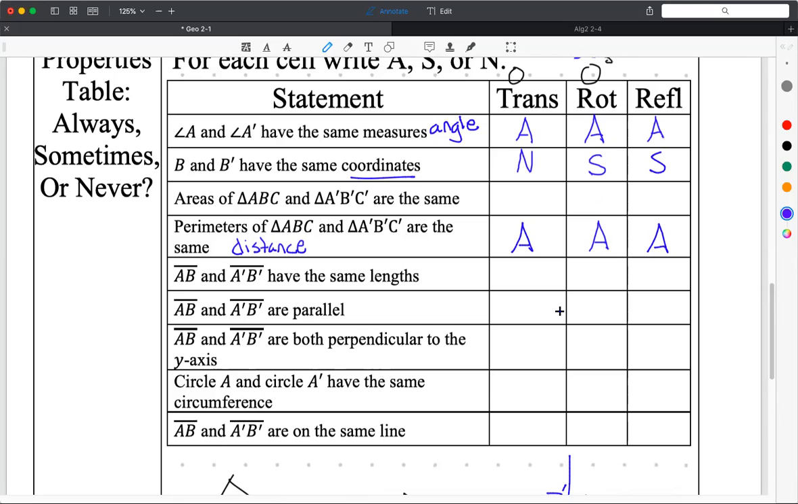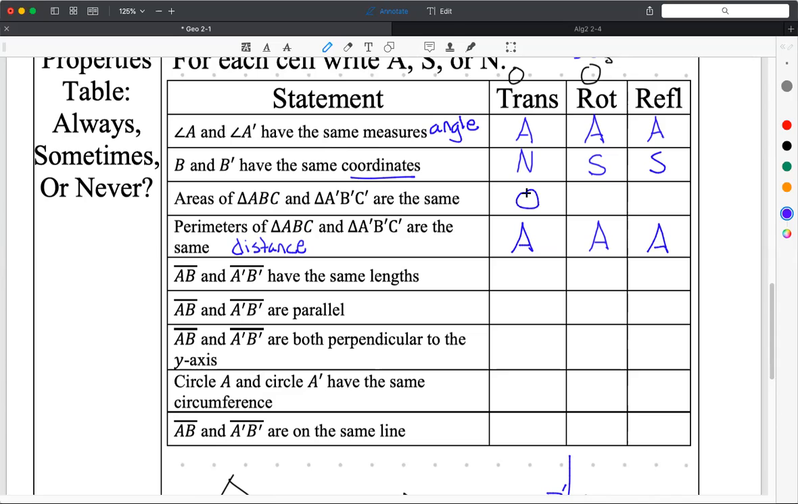We're running out of time, so I might have to finish this video recording later. But let's do areas. Areas, same for translations. I'm on this cell right here. If I have areas of 2 triangles, if I just translate those triangles, what do you guys think? Always, sometimes, or never? 1, 2, or 3?